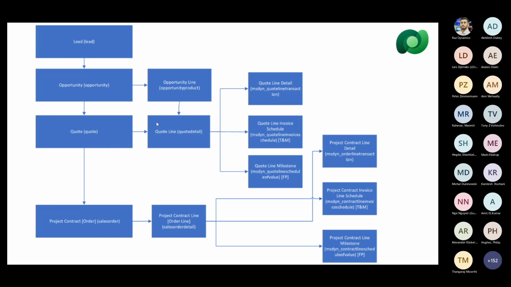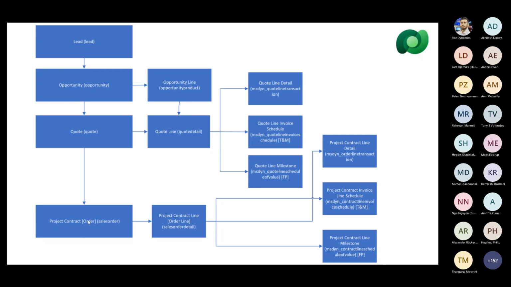So remember, I selected time and material. It means an invoice schedule will be selected. Like this grid will show up behind the scenes for this time and material invoice schedule. msdyn_quotelineinvoiceschedule is the name of the entity. And for quote line milestone, msdyn_quotelineschedule of value is the entity name.